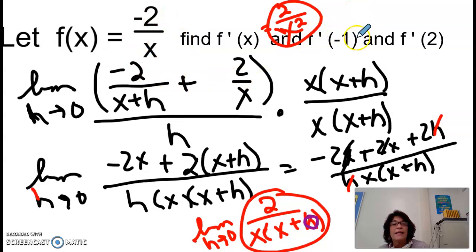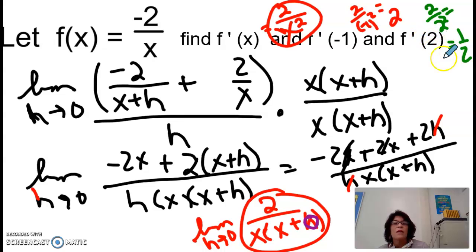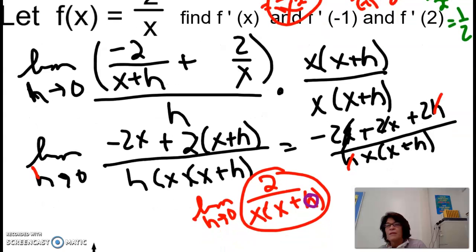Well, they would like it at negative 1. 2 over negative 1 squared is 2 over 1 or 2. They would like it at 2. 2 over 2 squared is 2 over 4, which is a half. Okay, so we think the slope of the tangent line at negative 1 is 2. We think the slope of the tangent line at 2 is negative a half. Well, let's check that out.